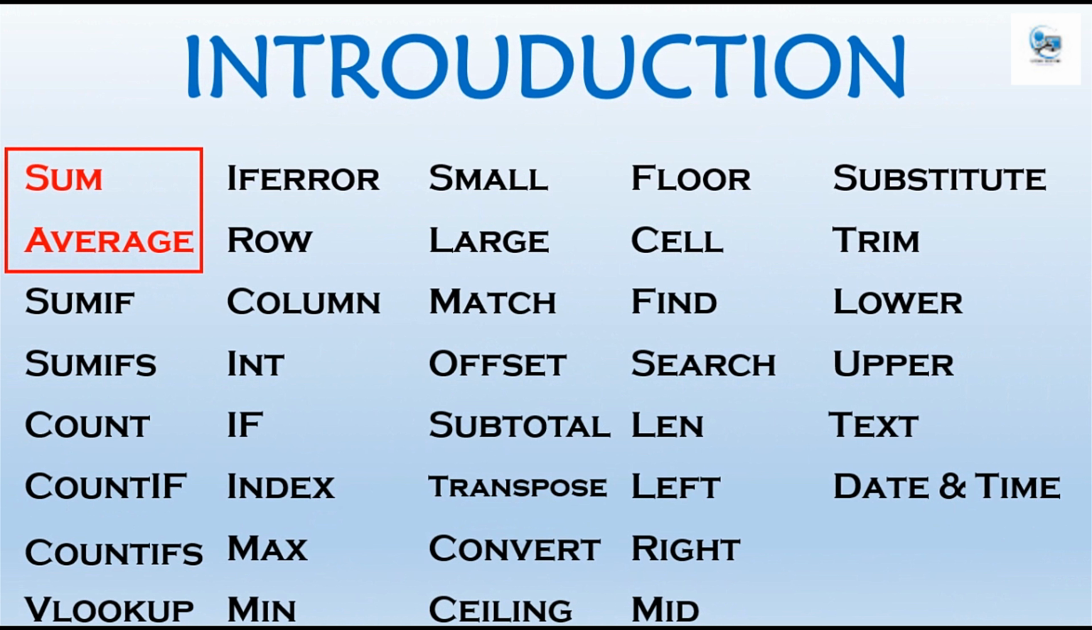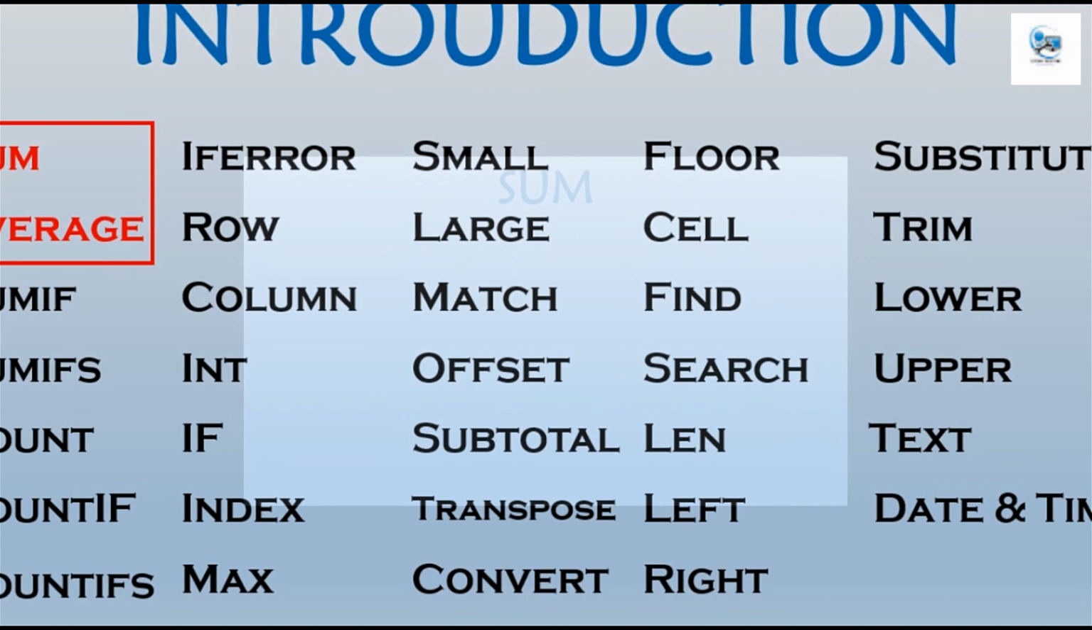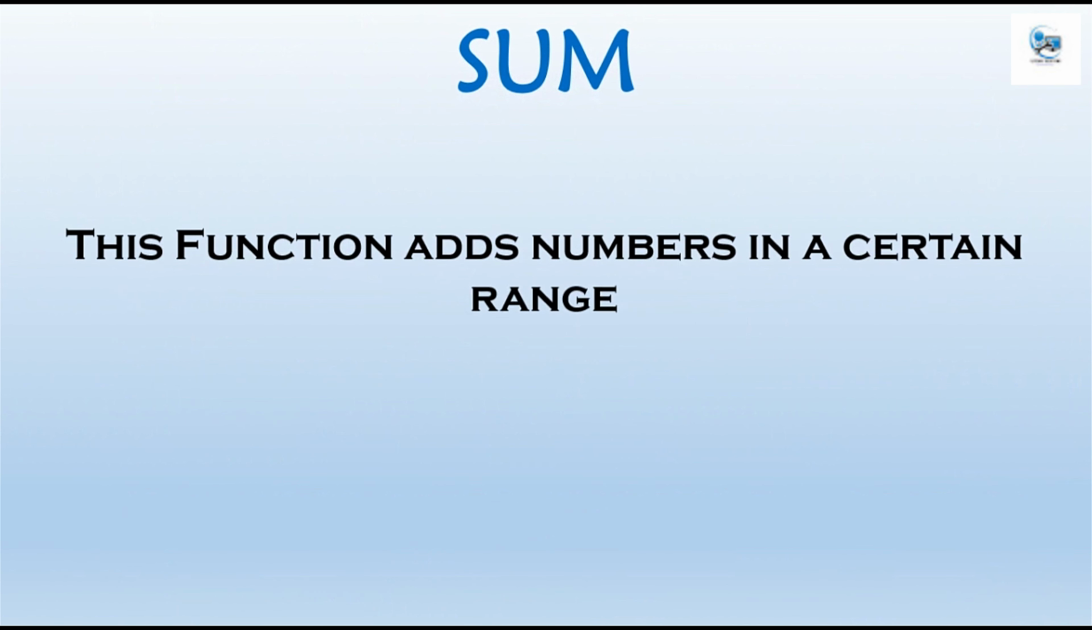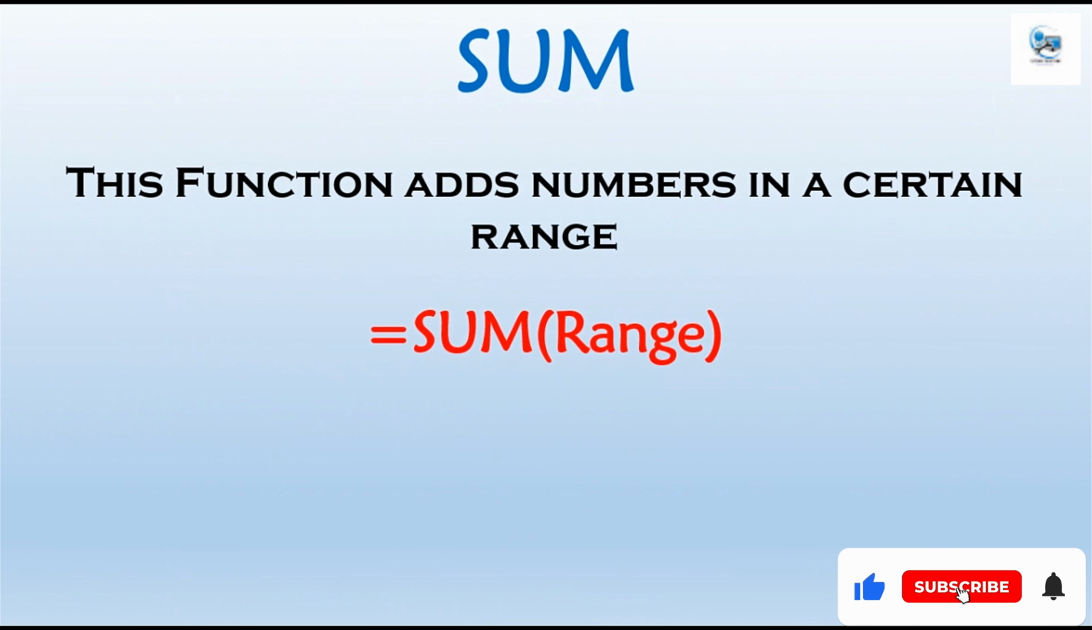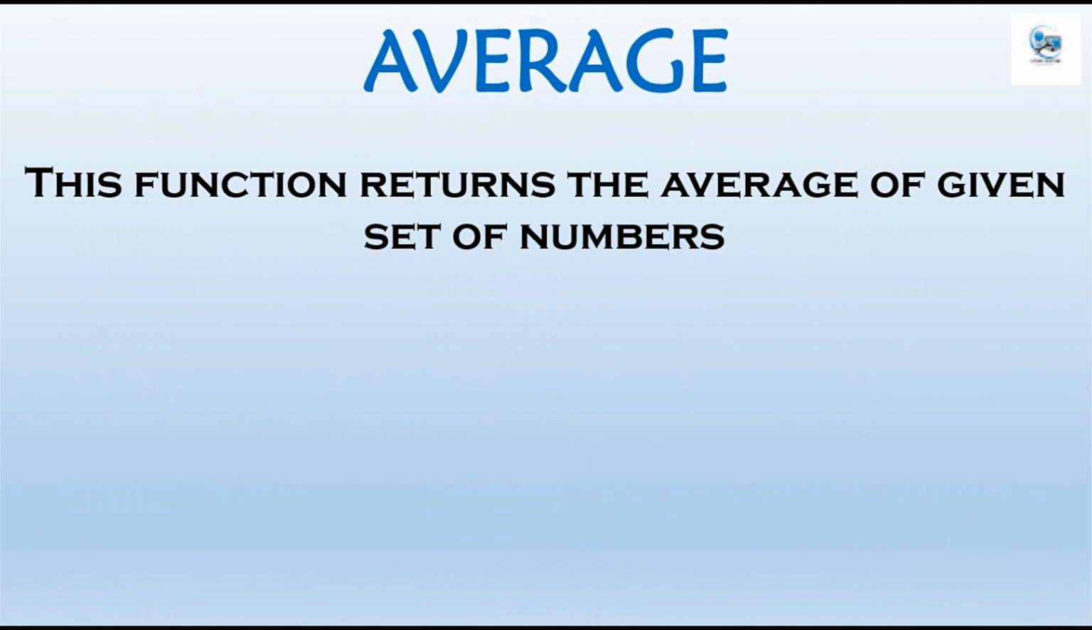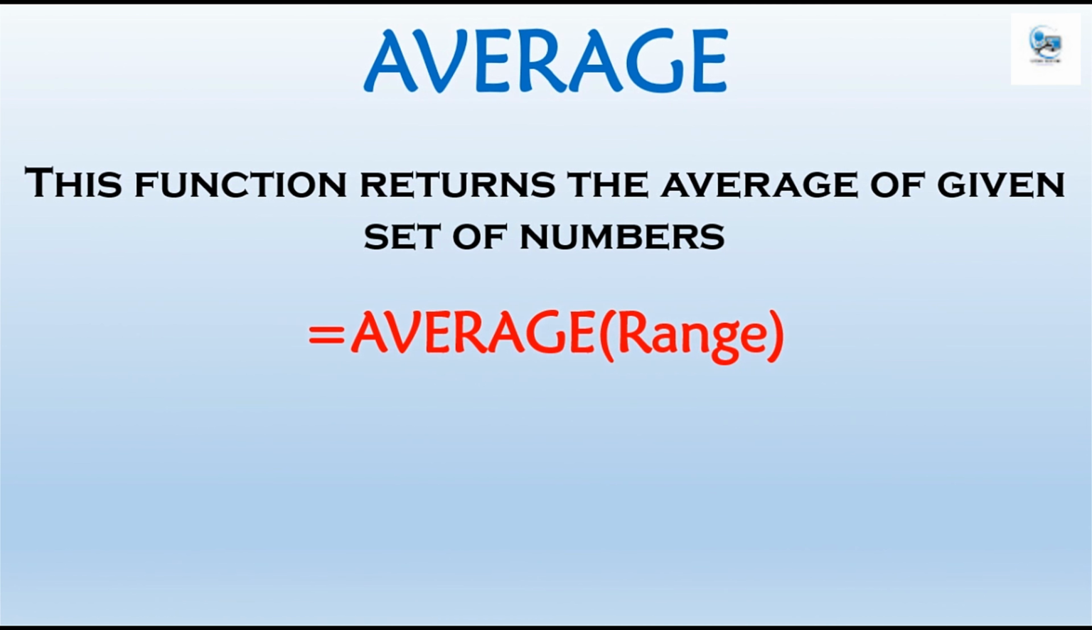In this video, we are starting our course with two simple functions. They are sum and average. Sum function. This function adds numbers in a certain range. Syntax is very simple. Equal and sum word, and between two parentheses, you tell a range or an array or a set of numbers where you want Excel to add these numbers. Average function. This function returns the average of a given set of numbers. Syntax is very similar to sum function.